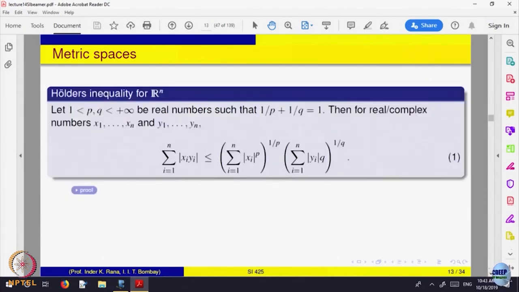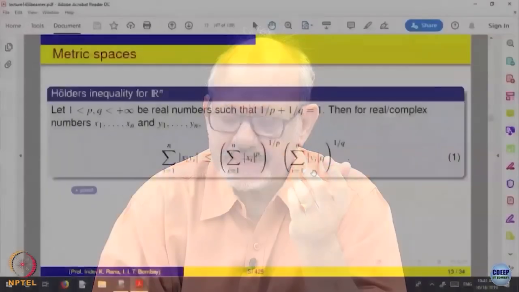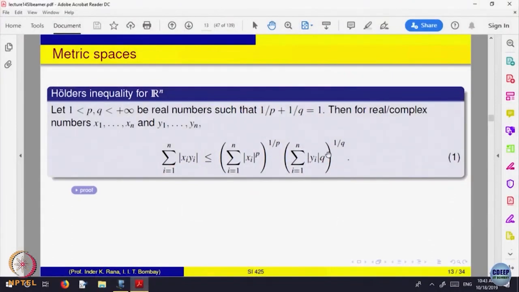That says that if p and q are between 1 and infinity, then the dot product is less than or equal to this, p raised to power 1 over p into q raised to power 1 over q, right, generalization of the usual Cauchy-Schwarz inequality. For p equal to 2, q equal to 2, it is the usual Cauchy-Schwarz inequality. And the proof is very simple. If you look at the idea, the same idea, if all x i's and all y i's are 0, right, here there is a typo, this q is the power, okay, this q should be the power, I will correct it.